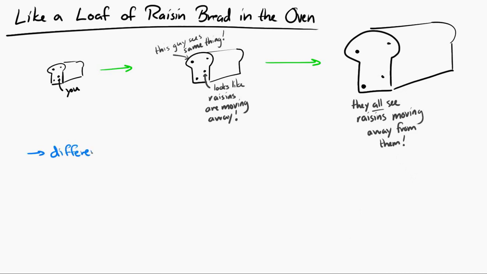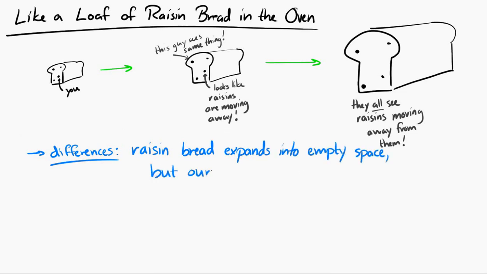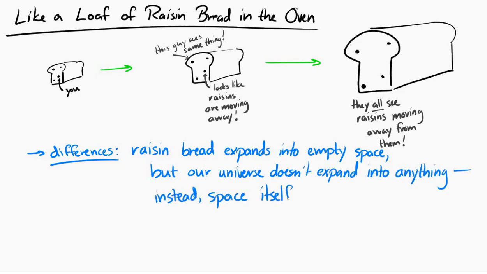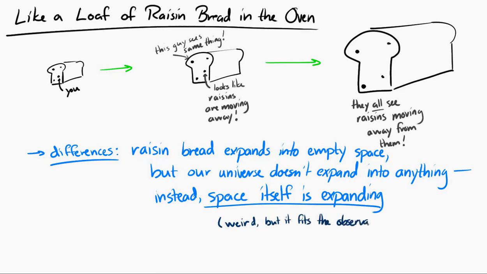The raisin bread is expanding into the relatively empty space in the oven, but our universe is not expanding into empty space. Instead, space itself is expanding in our universe. It's not expanding into anything. It's just expanding. All space is expanding. That's hard to imagine. But that's the simplest explanation for the observations.